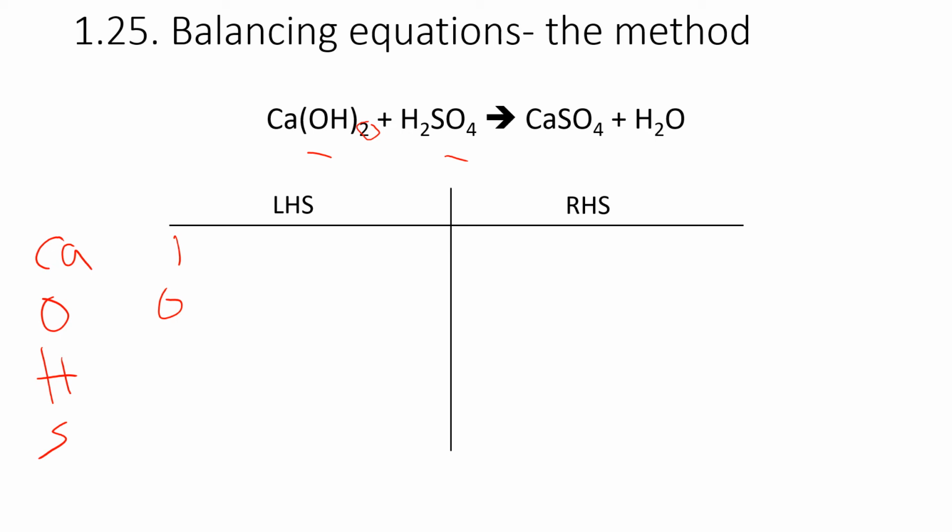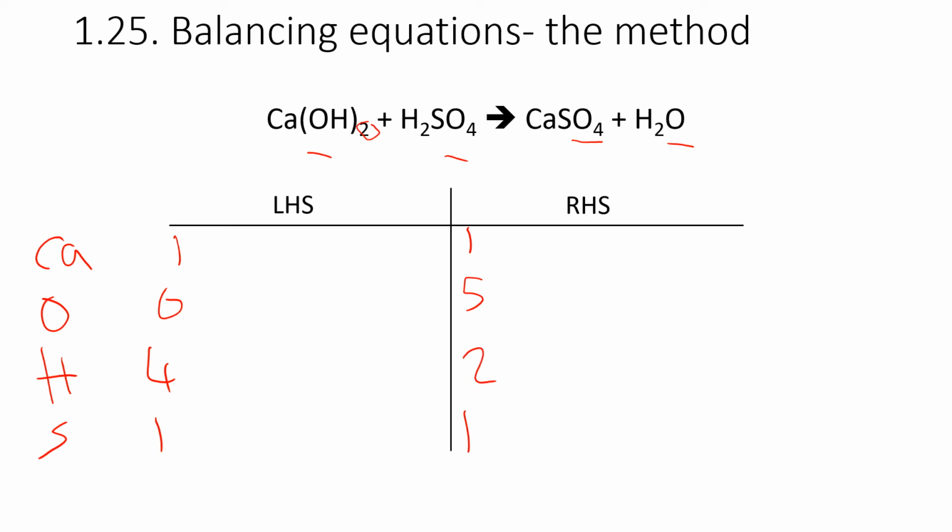Now, how many hydrogens do we have? We have 2 in the calcium hydroxide and 2 in the sulfuric acid, so that's 4. How many sulfur do we have? Just 1. Okay, on the right hand side, what do we have? We have 1 calcium, we have 1 sulfur, we have 5 oxygens, because there's 4 in the calcium sulfate and 1 in the water, and hydrogen wise we only have 2.